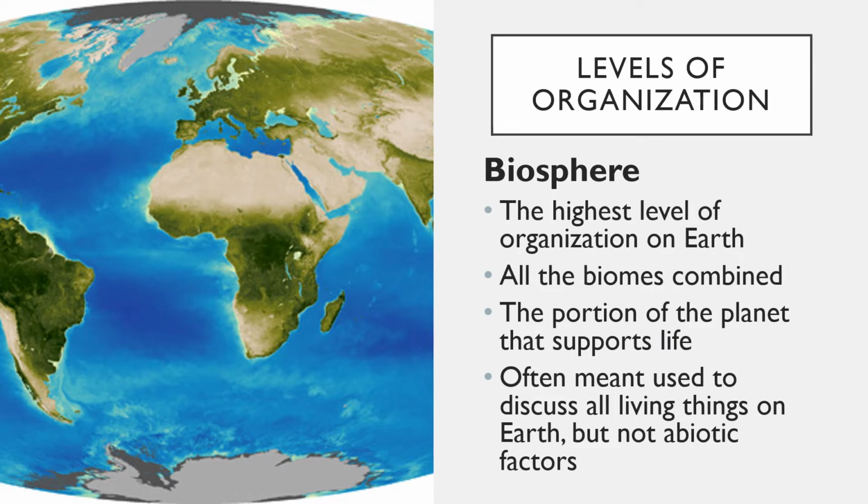And we're going to go over those more in detail later. The highest level of organization on Earth for life is the biosphere. It's all of the biomes on Earth combined. Another definition for the biosphere is the portion of the planet that supports life. It's often only used to discuss the living things, not the non-living things. We use other terms like the hydrosphere and the geosphere to talk about the non-living portions. So the biosphere is all the life on Earth.